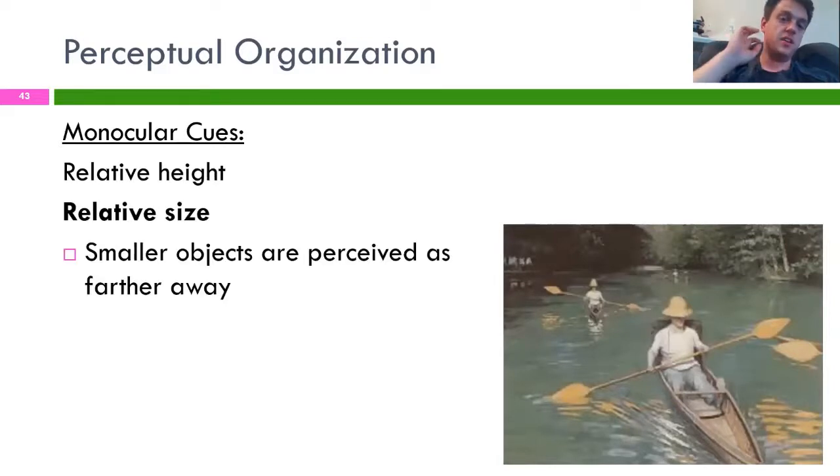Another one is relative size. Smaller objects, especially when they're the same object, are perceived as farther away. So since we have these two rowboaters or rafters or whatever, the fact that one is smaller is going to tell us that he's farther away, right? And we kind of know that they're going to be about the same size. They're both normal people. So the fact that one is smaller tells us that he's farther away, right?